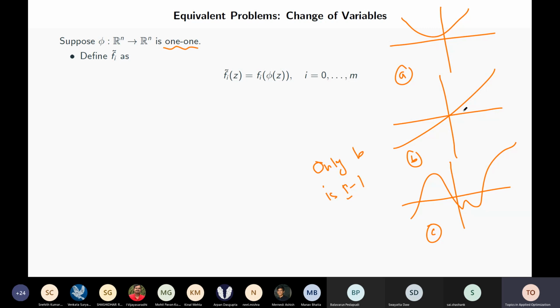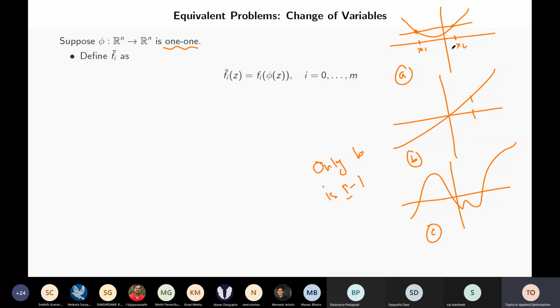Only B is 1, 1 because 1, 1 means that for 1 x there is 1 y. I mean, for 1 x there is always 1 y, that's the definition of a function. But what I'm trying to say is that for 2 x I should not have 1 y. So do we have it here? If I look at this point, indeed for 2 x, I have the same 1 y. The height is the same, right? So that's not 1, 1.